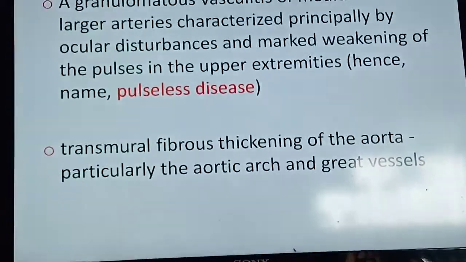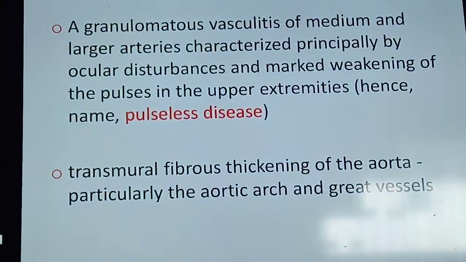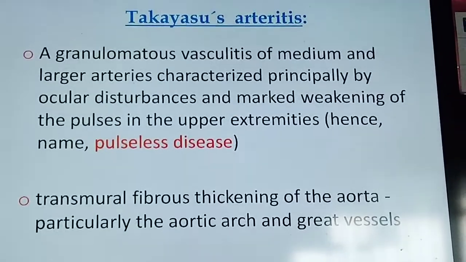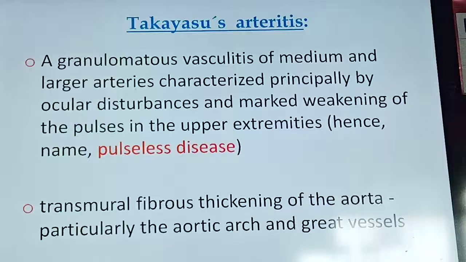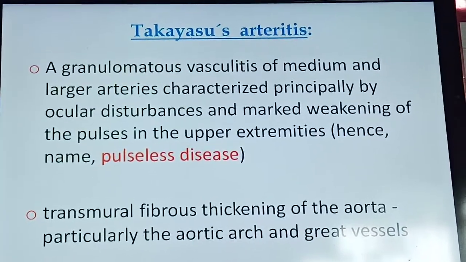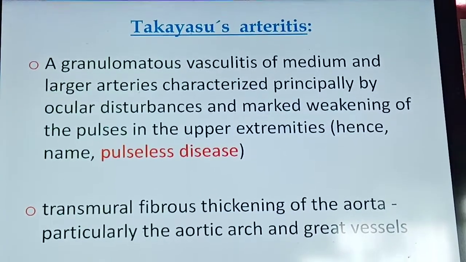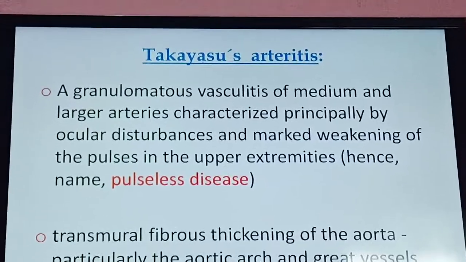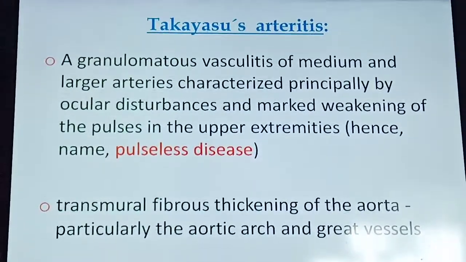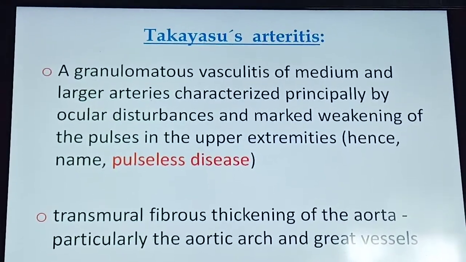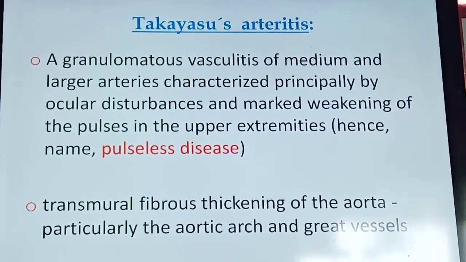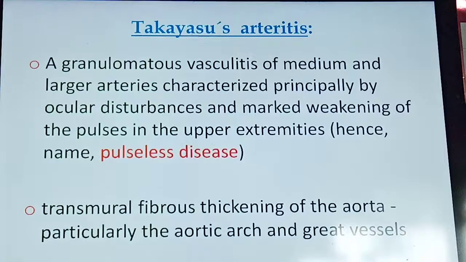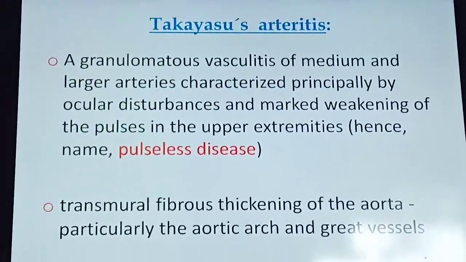Now come to Takayasu arteritis. Takayasu arteritis is a granulomatous vasculitis of medium and large arteries characterized principally by ocular disturbances and marked weakening of the pulses in the upper extremities. Hence, it is also called pulseless disease. There is transmural fibrous thickening of the aorta, particularly the aortic arch and the great vessels.